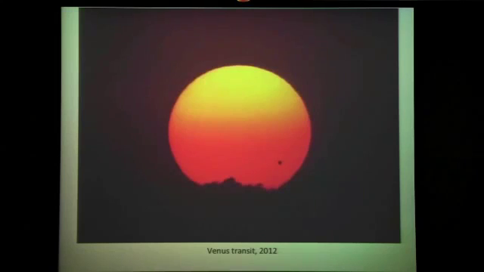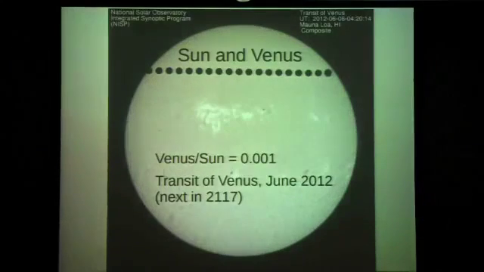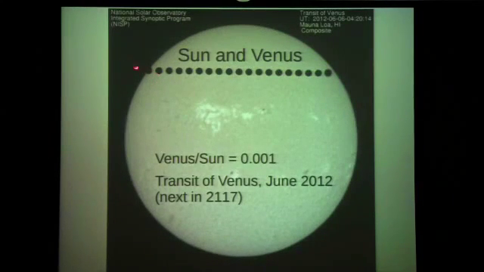This was a transit of Venus in 2012. Here's Venus passing in front of the sun. And it took about 6 hours for Venus to go all the way across the surface of the sun, to go from one end of the sun across the other. And while it was in front of the sun, it blocked out about 0.1% of the light of the sun. So if you measure the brightness of the sun as a function of time, and it gets fainter by a little bit and then brighter, you could detect the presence of Venus.